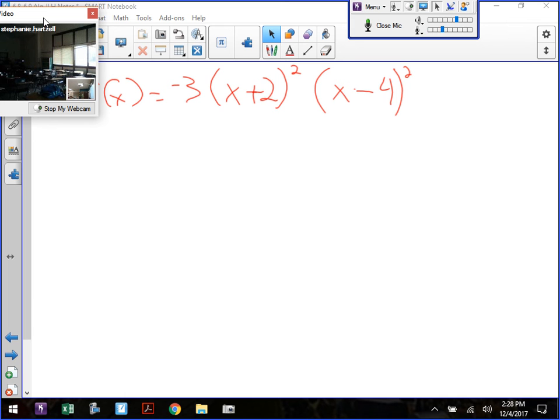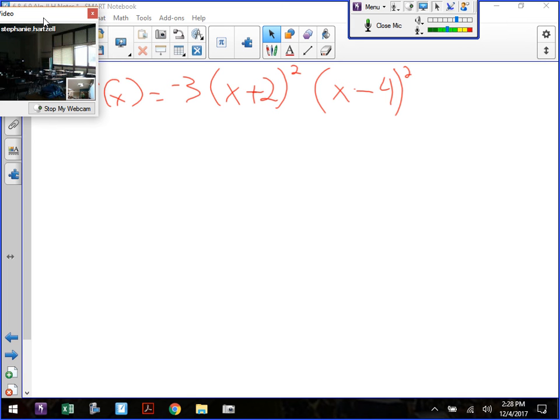All right. Now, when you go through this, what's going to be the degree of the polynomial? 4. It's going to be a 4th degree polynomial. What's the leading term going to wind up being? It's going to be -3. So what are your tails going to do? Down, down.